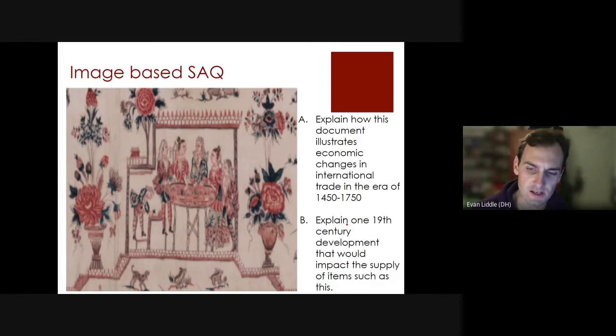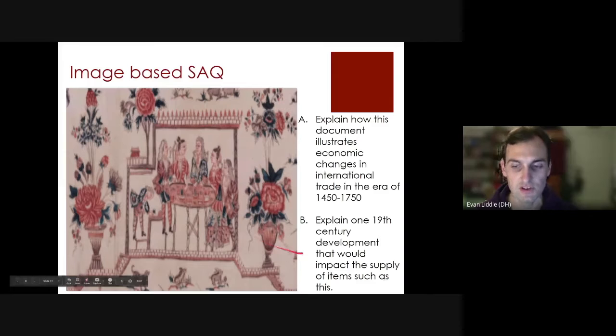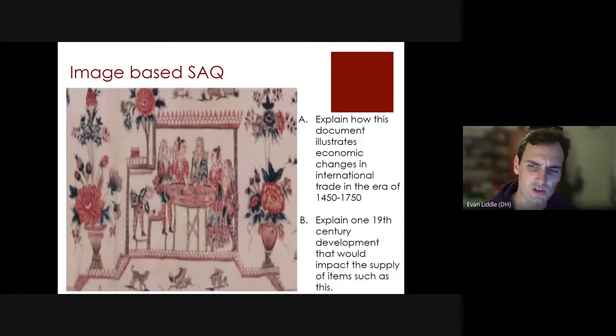The second question, a 19th century development. So this is something that you'll see on SAQs occasionally, where they will ask about something that comes afterwards, right? And so in this case, it expects that you've already gone through the entire course. And so you have an okay understanding of what happens in the 19th century that could have impacted the supply of this item. So this is an item made in South Asia and shipped to Europe. So something that happened in the 19th century that affected the supply of this item. So we want to think a little bit about that.